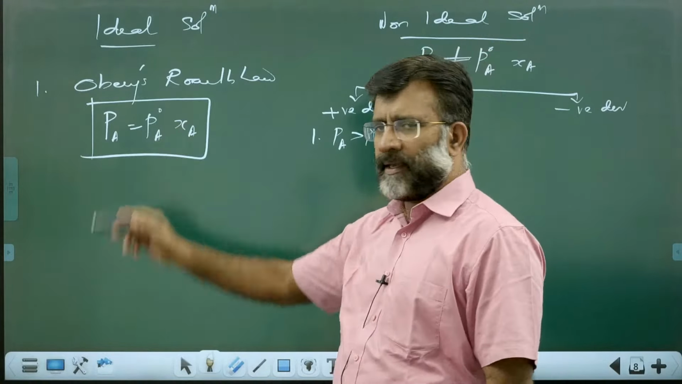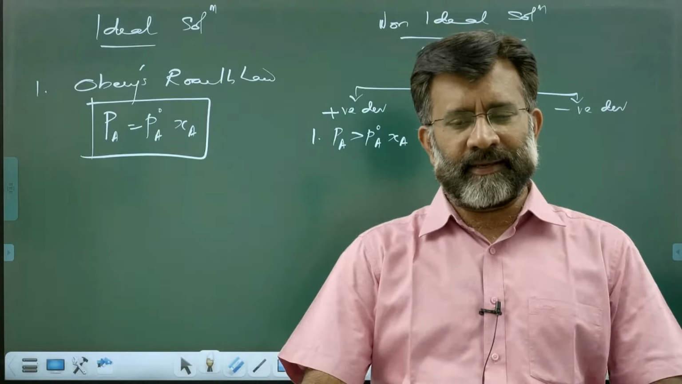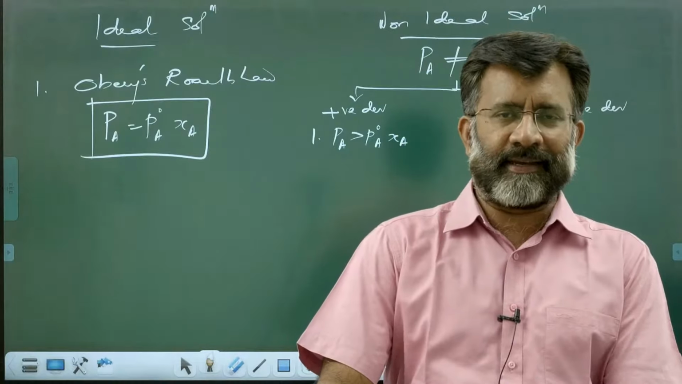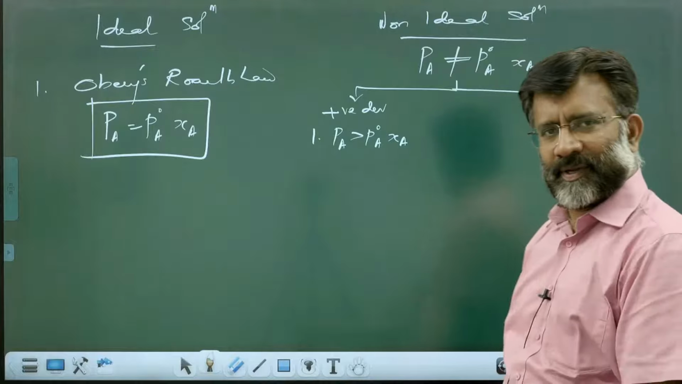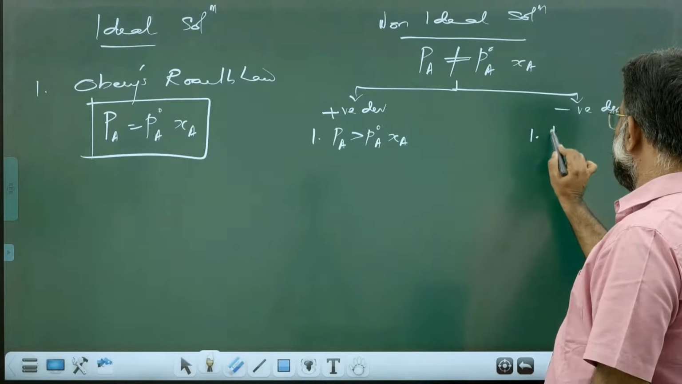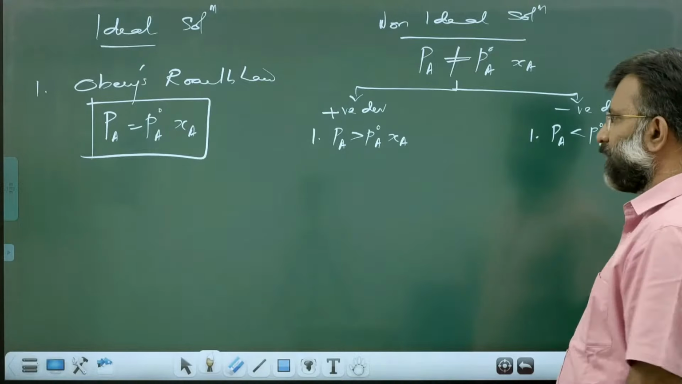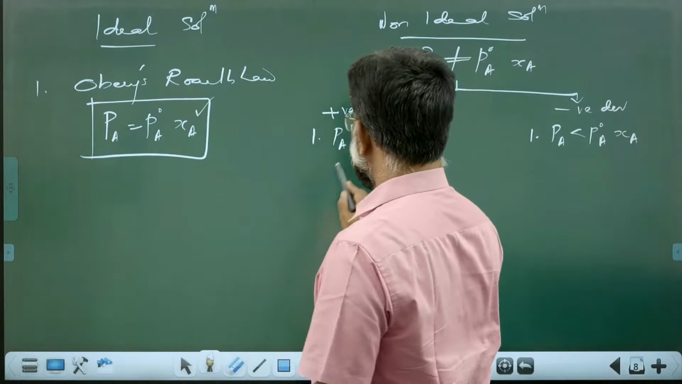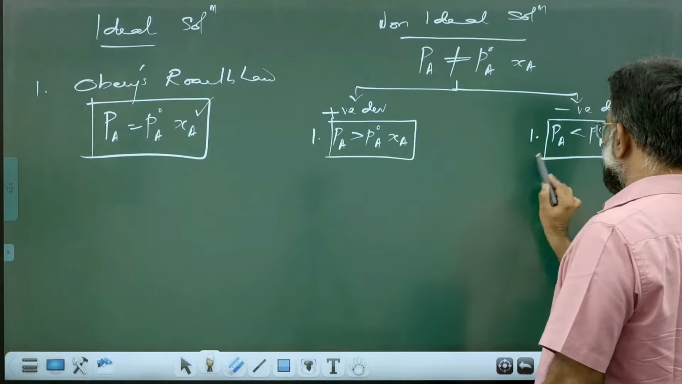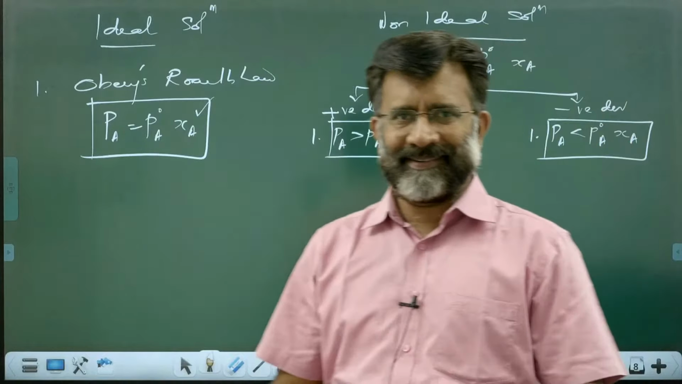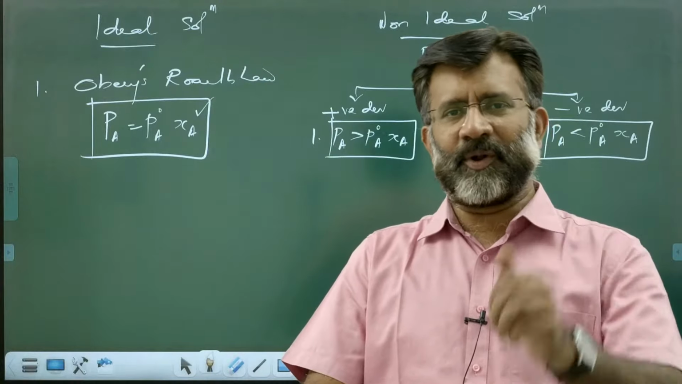Here PA equals P naught A XA, ideal solution. PA greater than P naught A XA, that is non-ideal solution, positive deviation. Then what about negative deviation? It is PA less than P naught A XA. So this is ideal solution, this is non-ideal positive deviation, and this is non-ideal negative deviation. Right? Is that all? No, there are more conditions. Hope all of you remember.